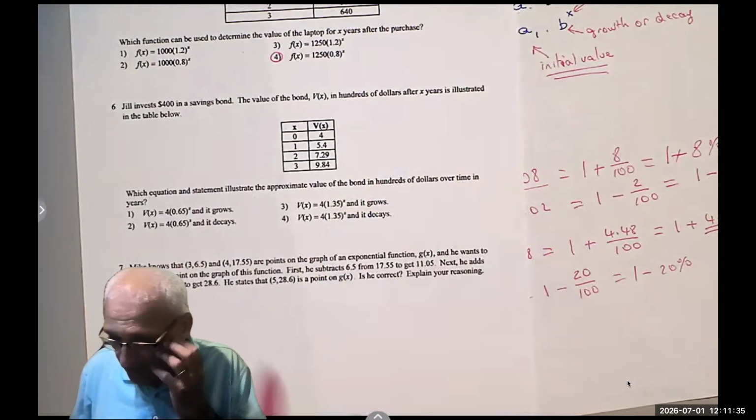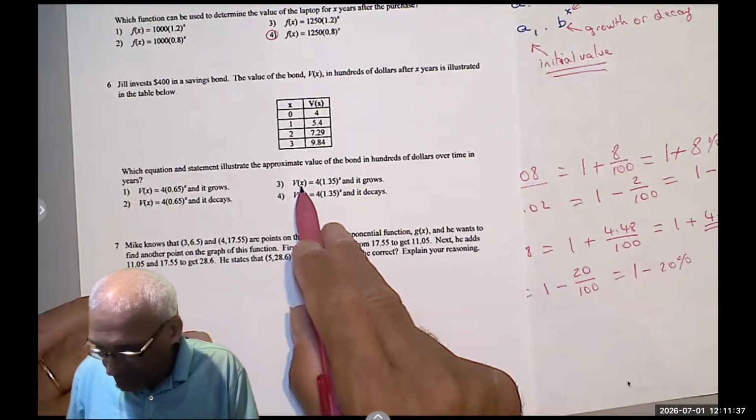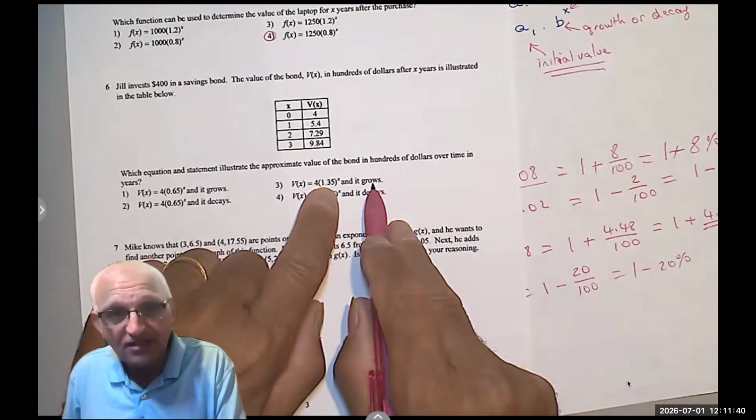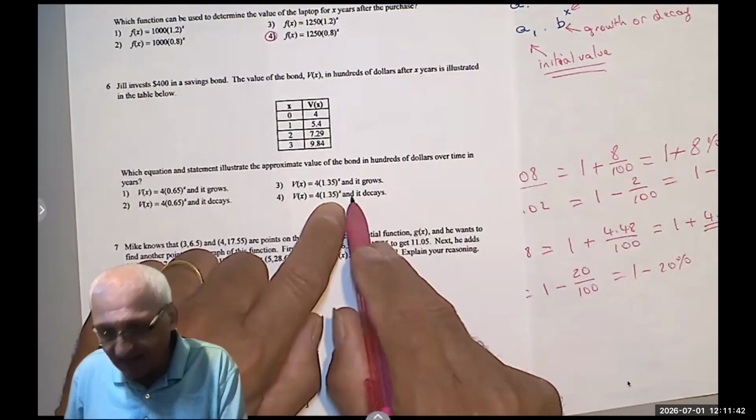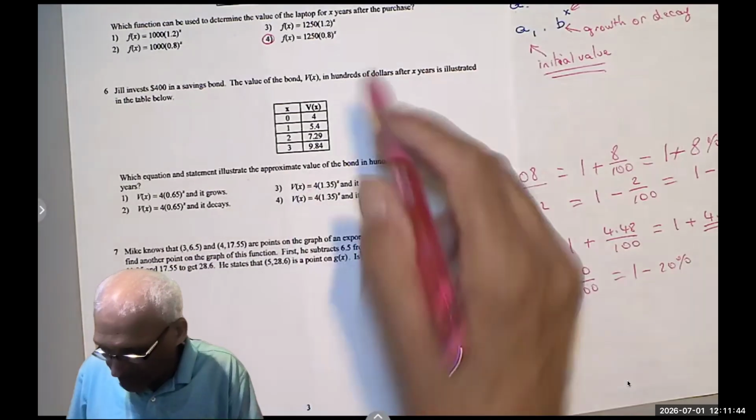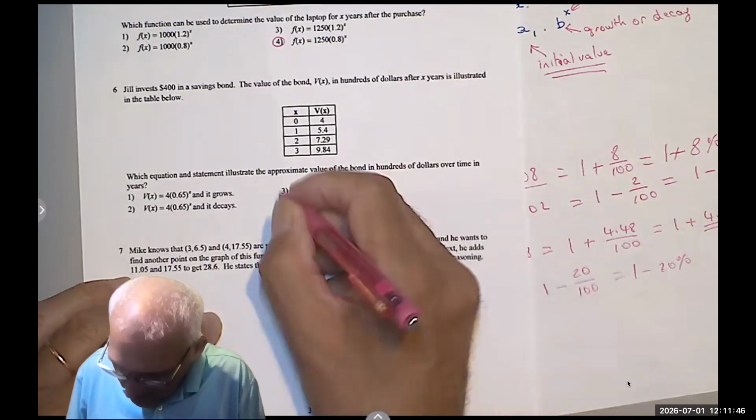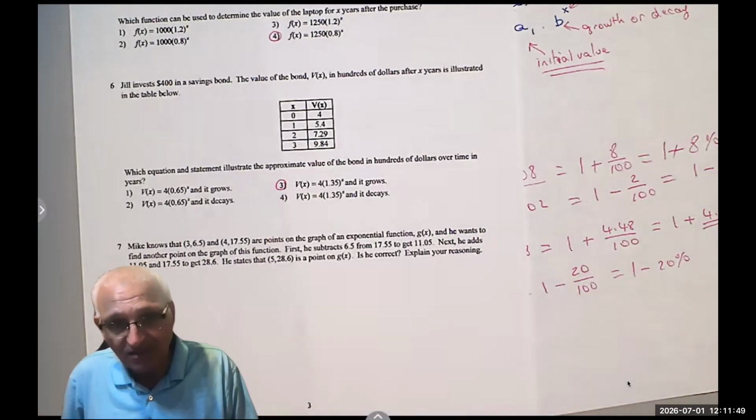Be careful. Of course, it's a growth because it's greater than one. It cannot be a decay. So that's a trick. You may see this number and say, oh, that's what I got. And no, it's number three, not three and four.